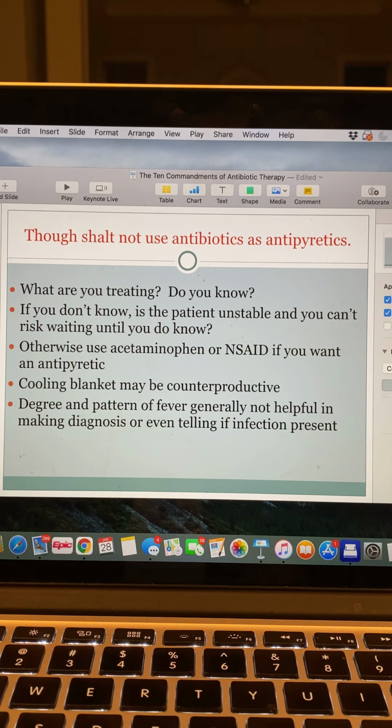The first rule is don't start antibiotic just because a patient has a fever. Antibiotics are not antipyretics. You need to know what you're treating. Do you know? If you don't know, have you started workup? Have you started your diagnostic workup to find out what's causing the fever? Could this be non-infectious fever? Could this be a viral infection?